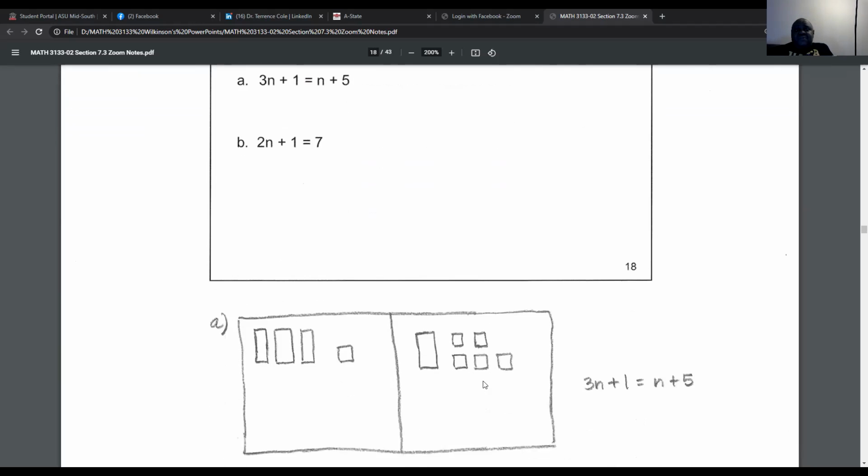This is what 3n plus 1 equals n plus 5 looks like. 3n means you've got 3 n tiles. The plus 1 is one tile. This vertical bar represents the equal sign. For the n plus 5, we need 1 n tile plus 5 one tiles.